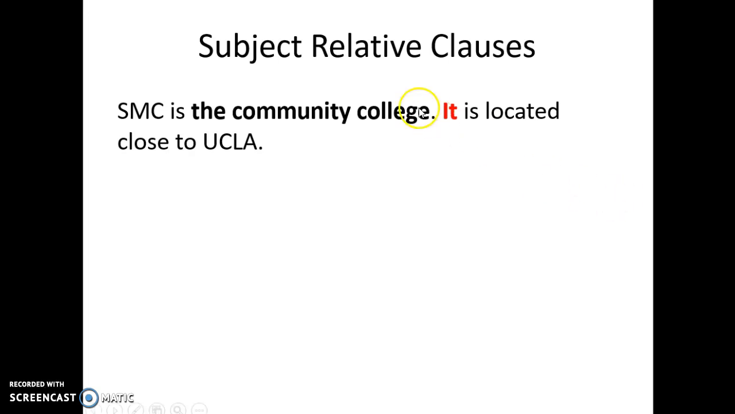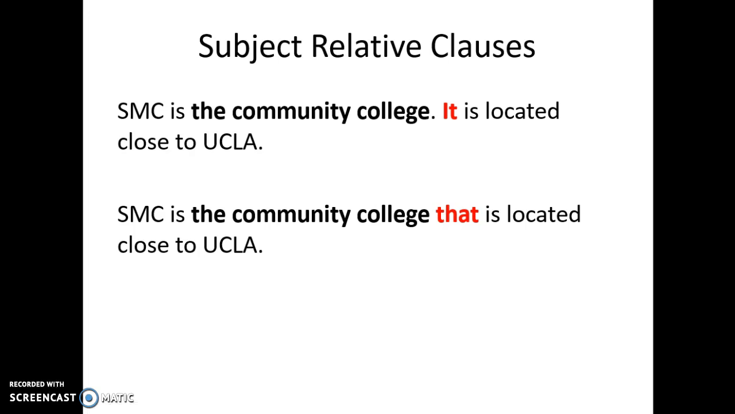Let's take a look at these 2 sentences here. SMC is a community college. It is located close to UCLA. So we have 2 independent clauses. SMC is a community college, and a second independent clause, it is located close to UCLA. What you need to focus your attention on is the community college, which is in bold, and it. It is a pronoun that refers to the community college.